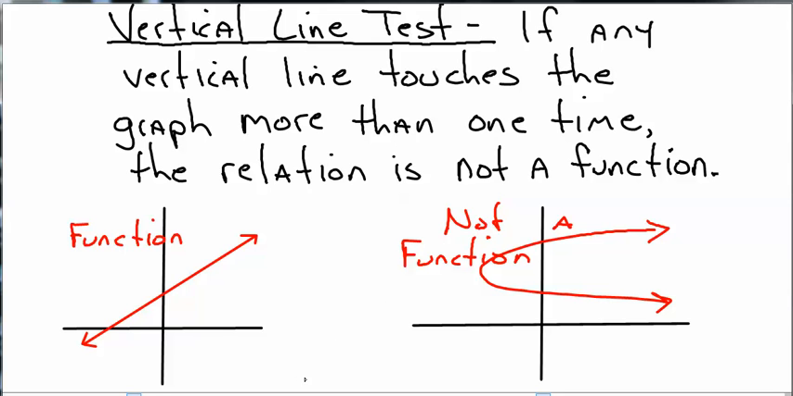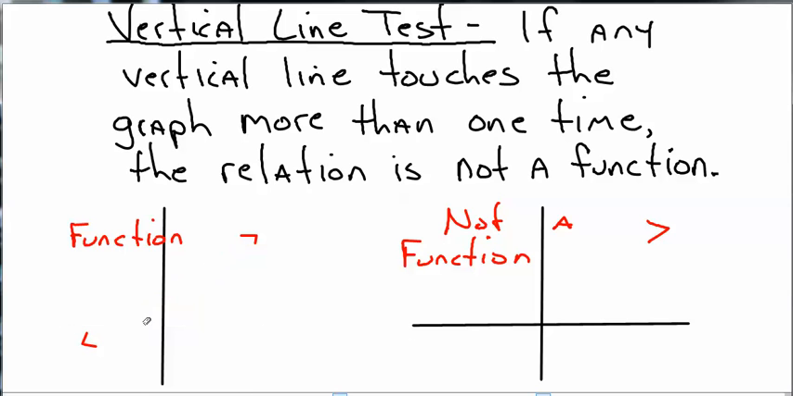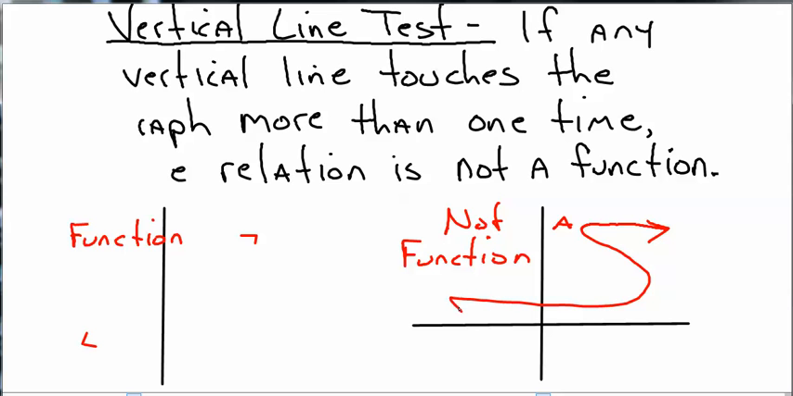Now, what if oh, don't do that. Here's what I meant to do. What if this graph here looked like this? Now, can you picture a vertical line? Okay, now is this thing a function? But it only hits the graph once right here.